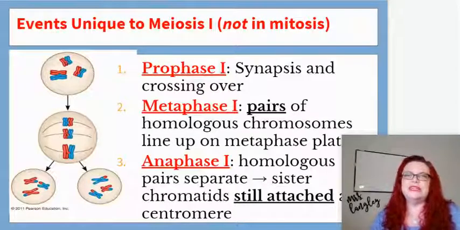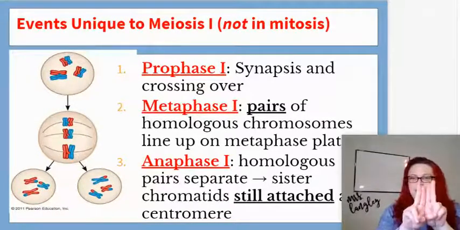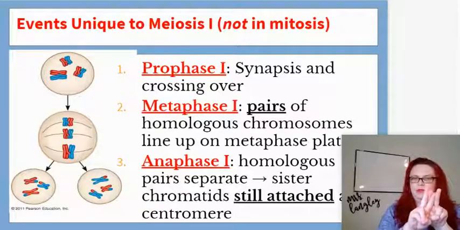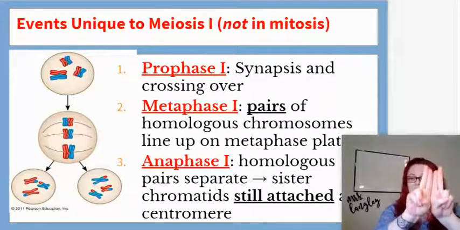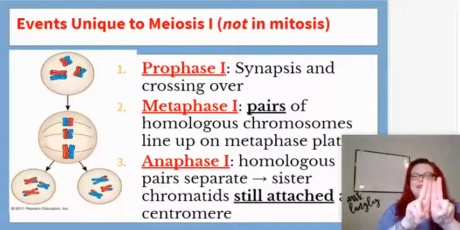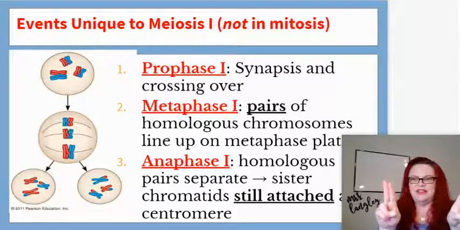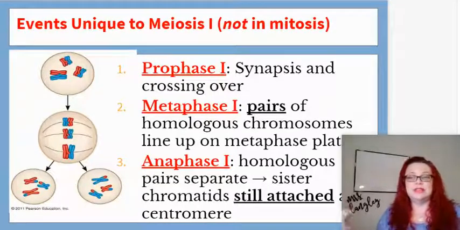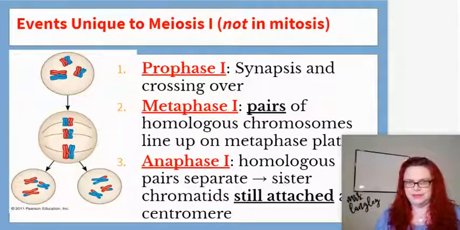Now, the things that are unique in meiosis, so we see them all in meiosis 1, is that during prophase, we have that synapsis and we have crossing over. We don't see that in mitosis. During metaphase 1, they line up in pairs, not single file. And then in anaphase 1, we separate the homologous pairs, but the sister chromatids stay attached to each other. Those copies are still together. Then we go to telophase 1 and then into meiosis 2, which is just like mitosis.